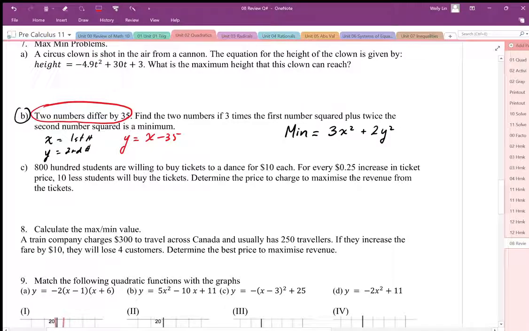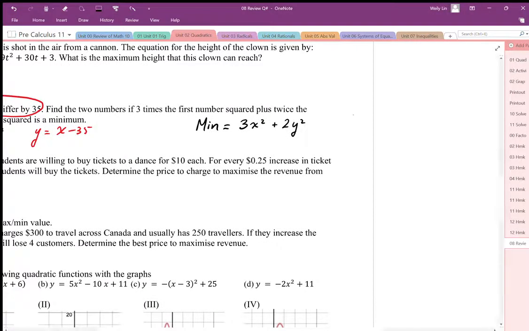So we're going to end up here then. We're going to replace the y with x minus 35. So our minimum value equation now looks like this. The minimum is equal to 3x squared plus 2 times y squared, and y we're going to replace with the equivalent here, x minus 35. Okay, so there's our equation that we want to minimize.